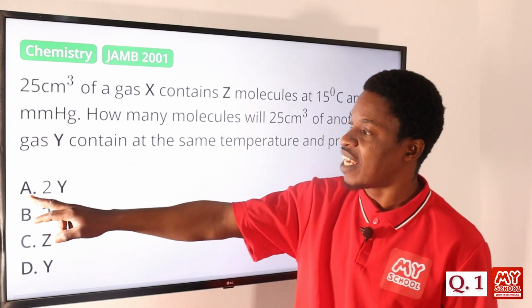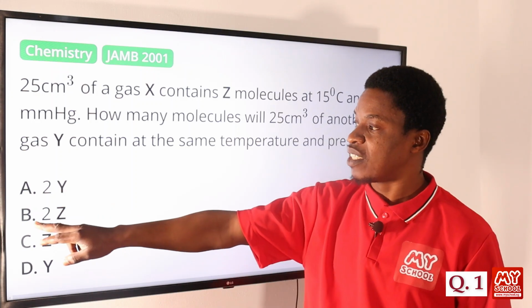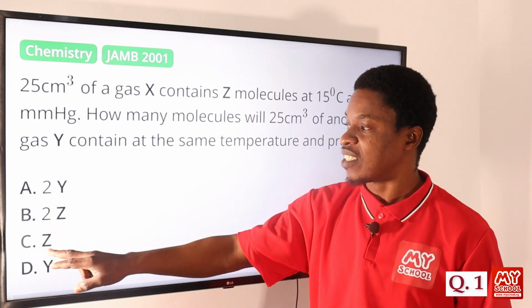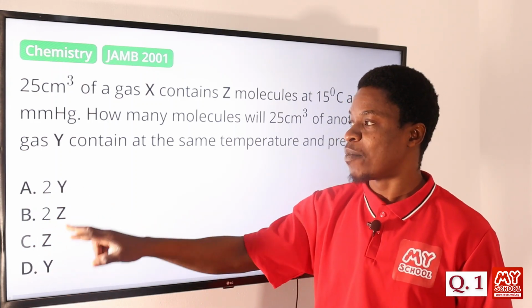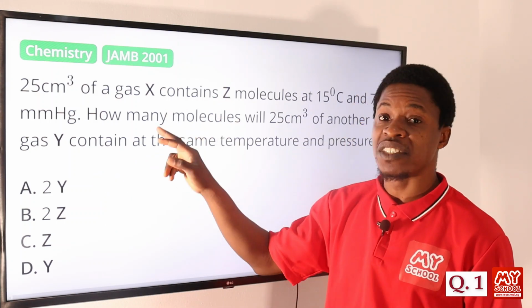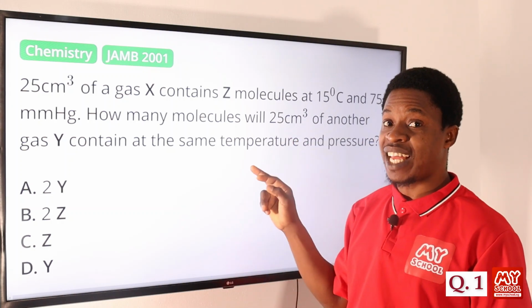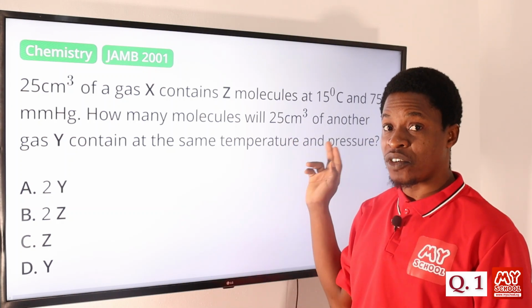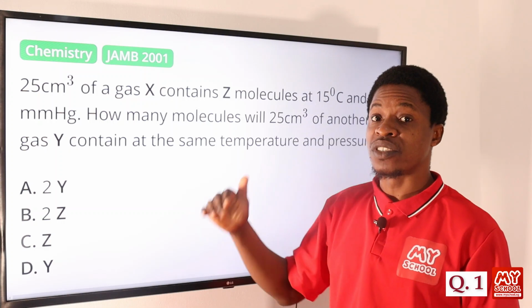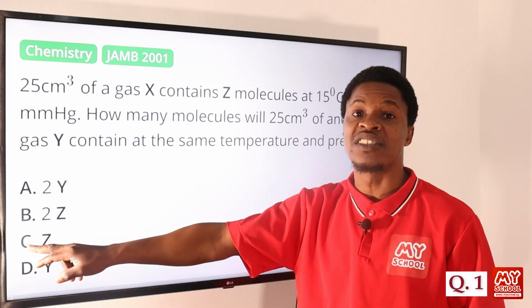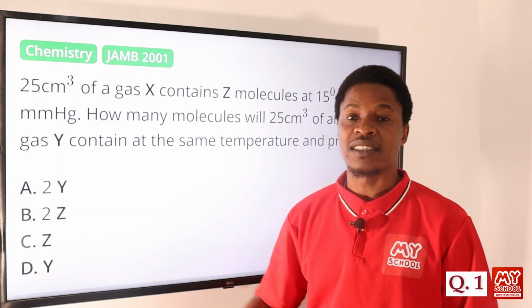So if you look at option A, it says 2Y, option B says 2Z, option C says Z, and D says Y. Because both of them will have the same number of molecules, since they have equal volumes at standard temperature and pressure, the same constant, the number of molecules will also be the same. So option C is the correct answer.